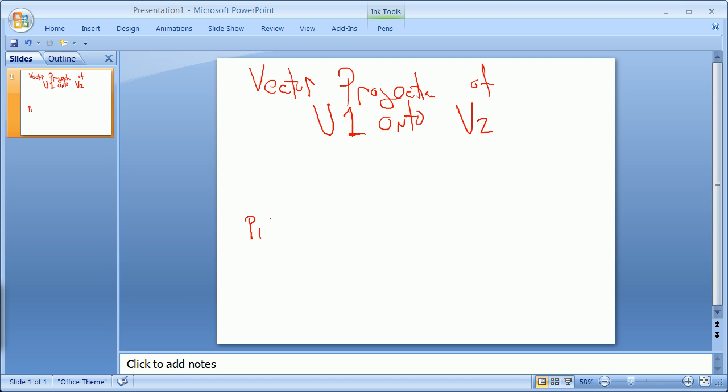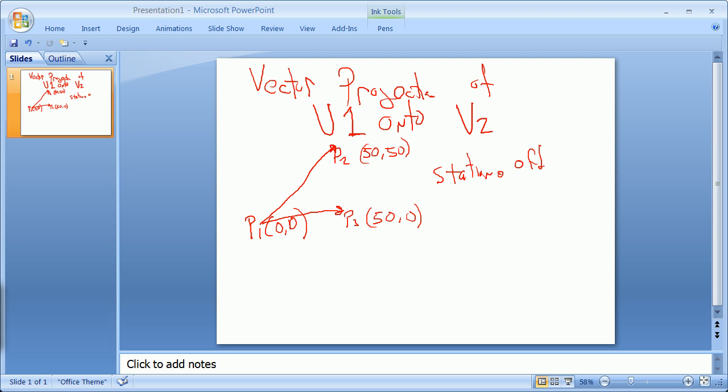we had point 1 at 0, 0, point 2 at 50, 50, and then point 3 at 50, 0. And so we had basically one vector that went from here to here, and then another vector that went from here to here. Of course, what we really wanted, the discussion was the station and offset of point 3 on the more or less the alignment that's defined by P1 to P2.